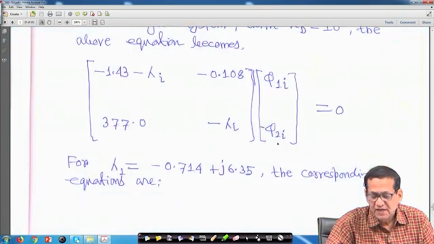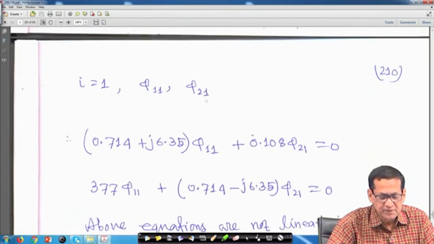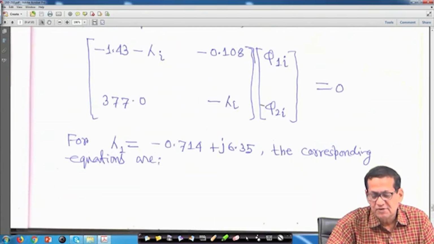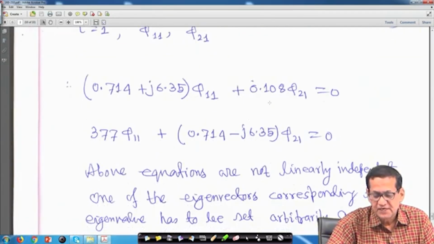This is phi 1 1 and this is phi 2 1. We have written phi 1 i, phi 2 i is equal to 0, right. So, that is phi 1 1, phi 2 1. If you write this equation for i is equal to 1, this is phi 1 1, this is phi 2 1, that means minus 1.43 minus lambda i into phi 1 1 minus 0.108 into phi 2 1 is equal to 0. This is one equation, right.